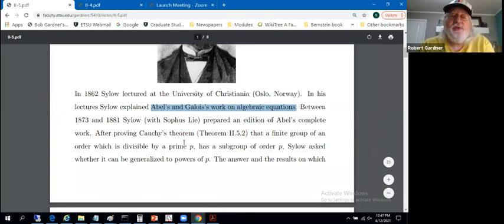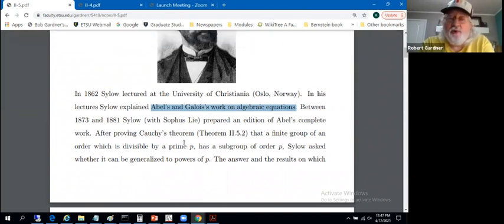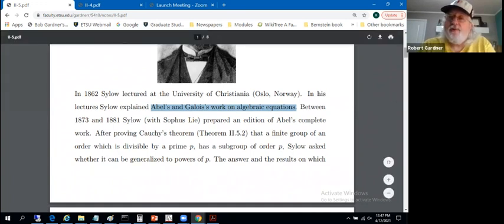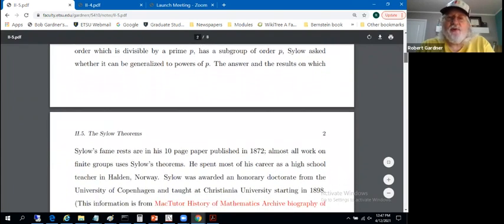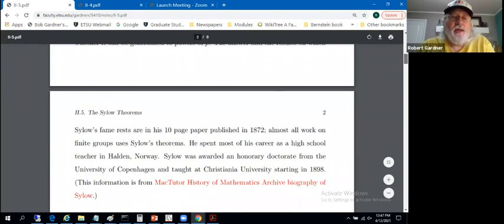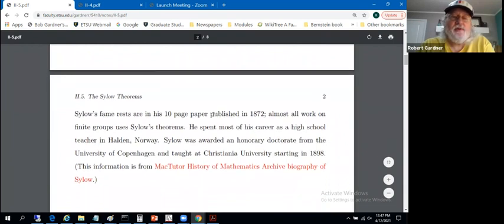And after proving Cauchy's theorem, which we'll state and prove here shortly, that a finite group of an order which is divisible by prime p has a subgroup of order p, Sylow asked whether this can be generalized to groups of orders powers of a prime p. The answer is yes, as we'll see in the first Sylow theorem. And these other two Sylow results are all contained in his 1872 paper.